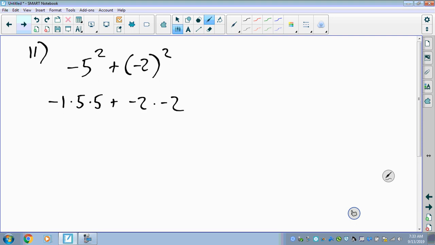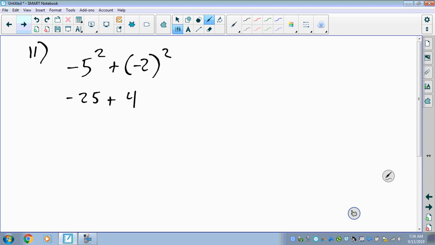Okay, so this one, again, you're squaring everything inside the parentheses. Here, remember your order of operations. It's exponents, then multiplication. So even if you have a calculator and you go ahead and do this, they will give you two different answers. So this one is 5 squared, which is 25, times negative 1. This one over here is negative 2 times negative 2, which is positive 4.